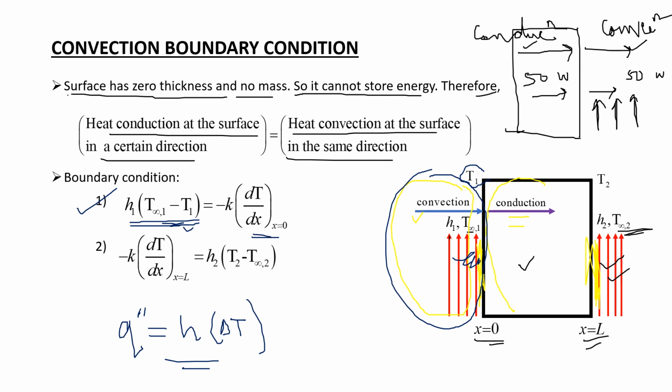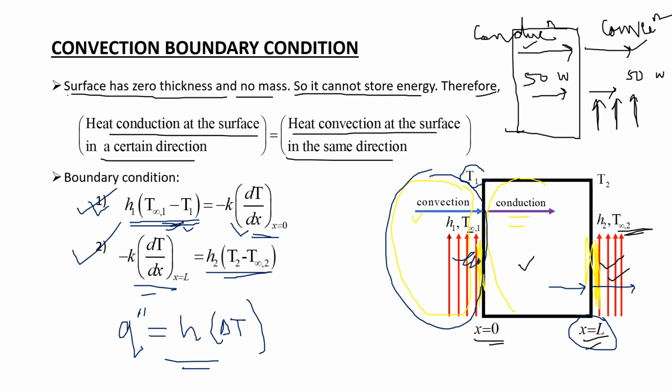Since the surface cannot store energy, the flux due to convection must be equal to the flux due to conduction. So this is the first boundary condition, and similarly we can write the second boundary condition at x equal to L. The flux due to conduction at x equal to L is equal to the flux due to convection at x equal to L. The flux due to conduction is minus k dT by dx at x equal to L, and this other expression is the flux due to convection at x equal to L.